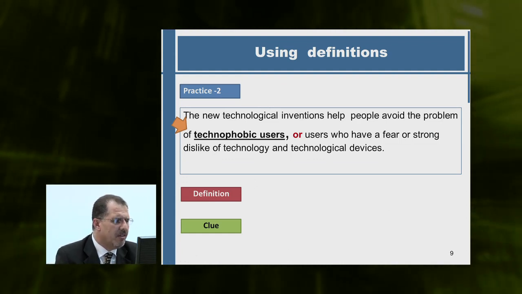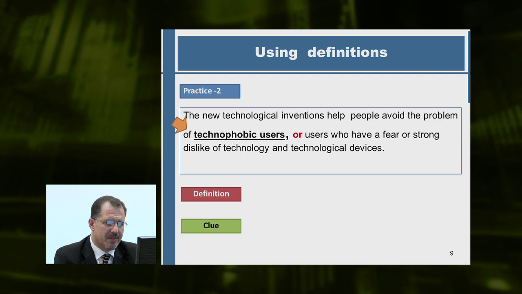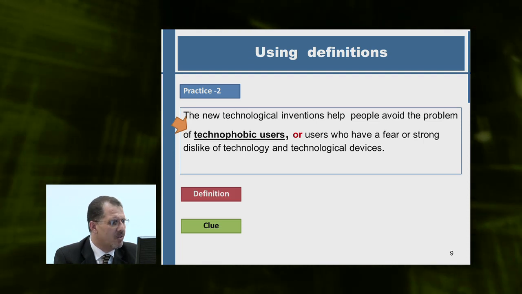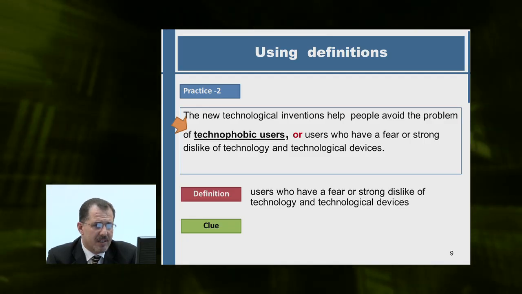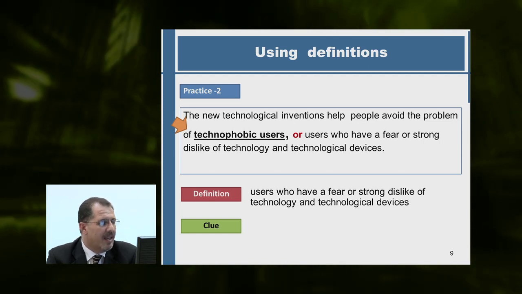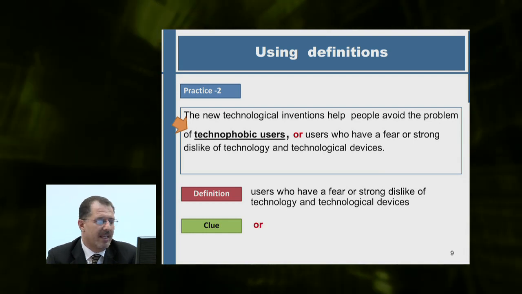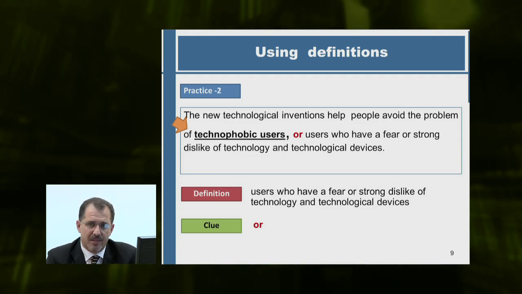Practice 2. The new technological inventions help people avoid the problem of technophobic users or users who have a fear or strong dislike of technology and technological devices. What's the definition here in this sentence? Of course, it's users who have a fear or strong dislike of technology and technological devices. How can we find the meaning of technophobic users? From the clue or. Here or is the clue that helps us to get the meaning of technophobic users.